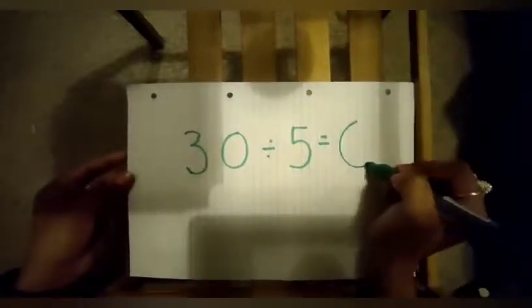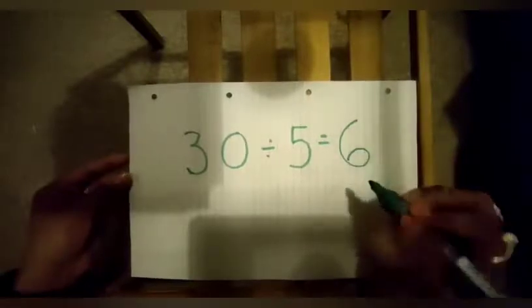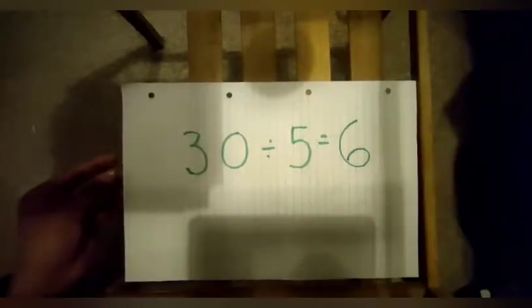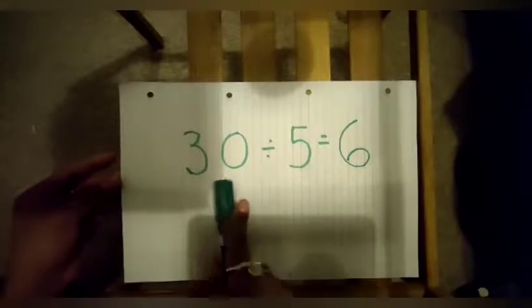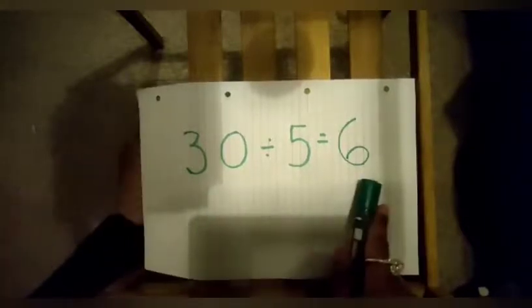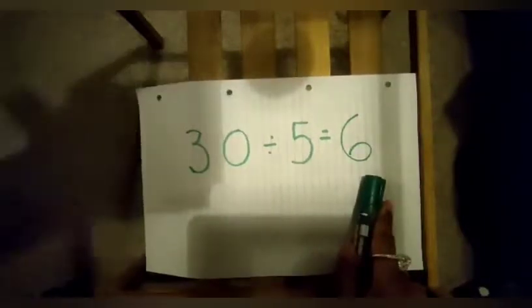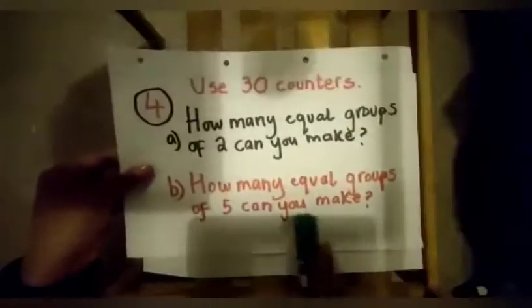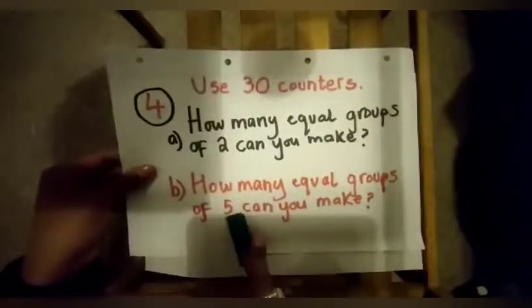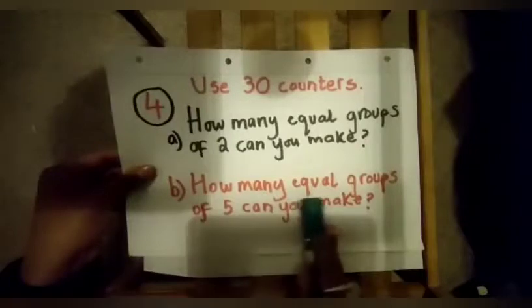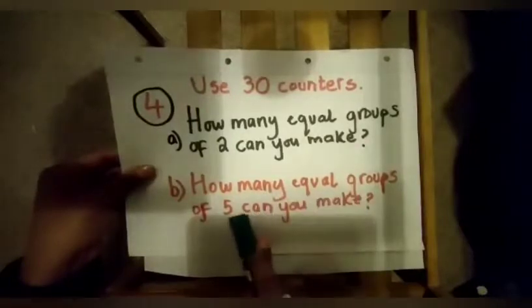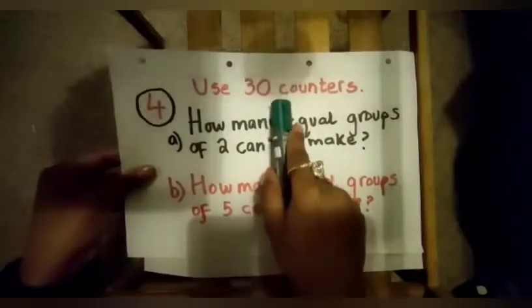So the answer you should get is 6. When we divide 30 by 5, we get 6, and therefore there are 6 equal groups of 5. So we can make 6 equal groups of 5 when we have 30 counters.